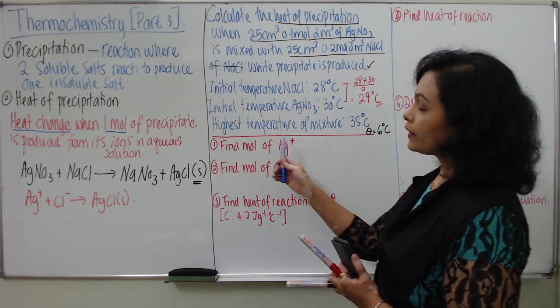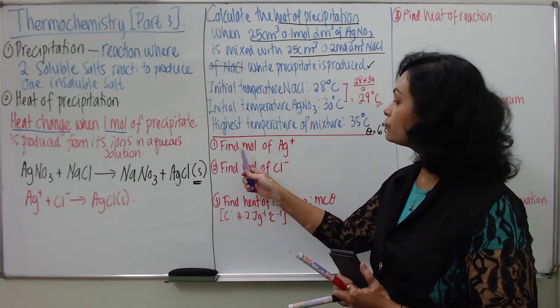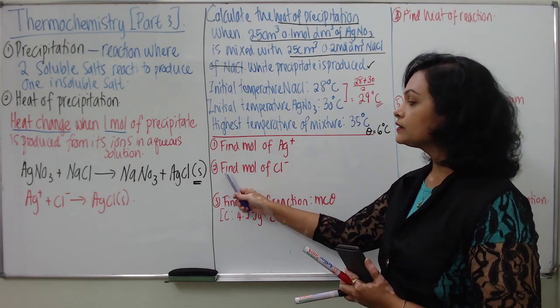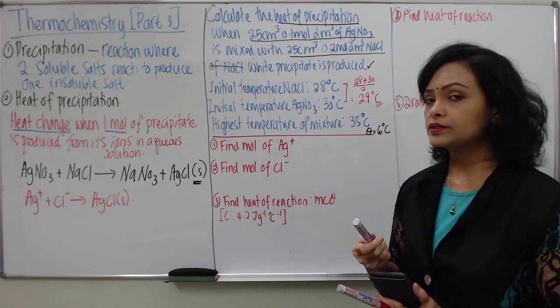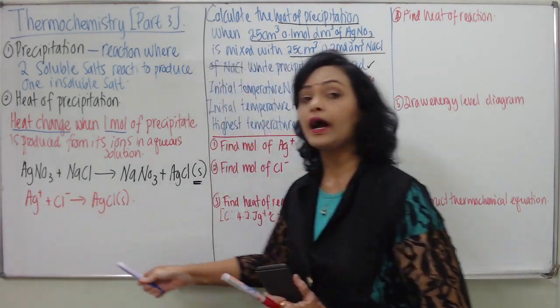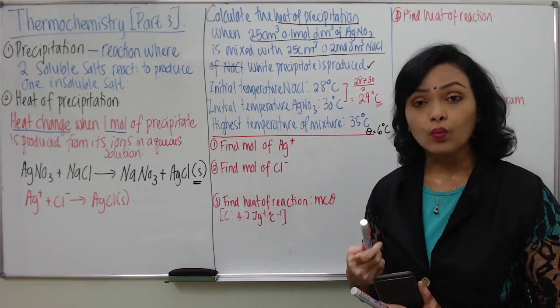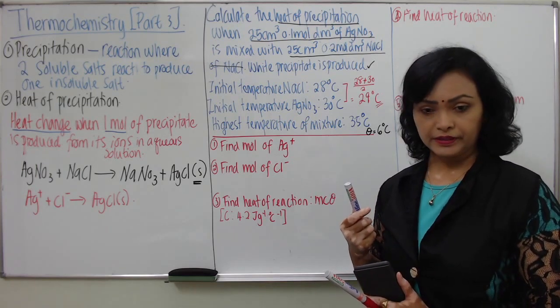So can you see that I have written two steps here, which is first find the mole of argentum ion. Second, find the mole of chloride ion. Why am I interested in argentum and chloride ion? Because these make up the ionic equation. Indeed, argentum and chloride ion are the ones responsible to produce the precipitate.